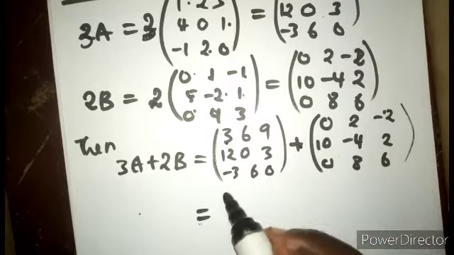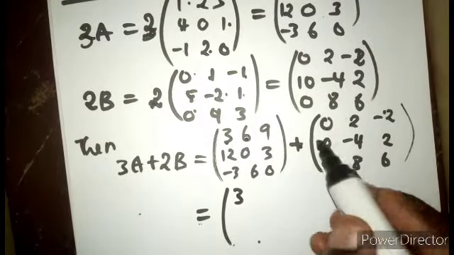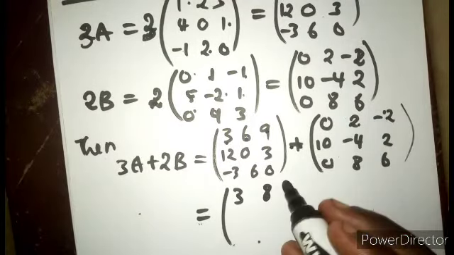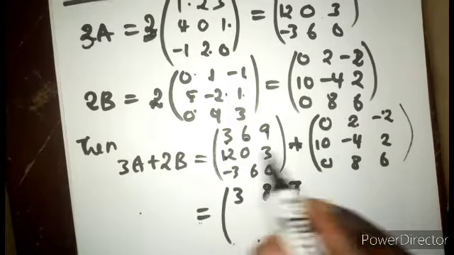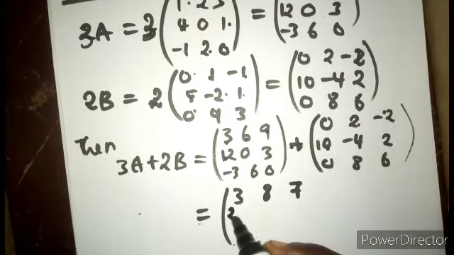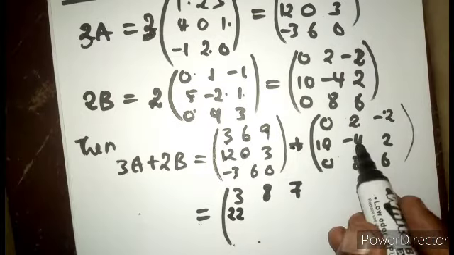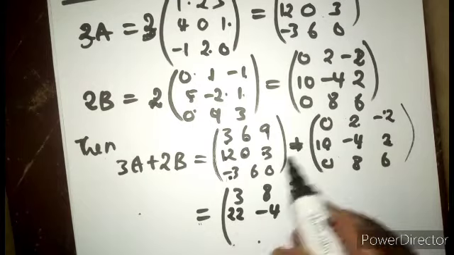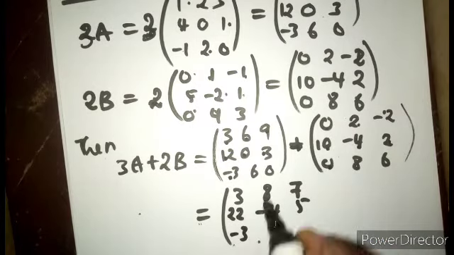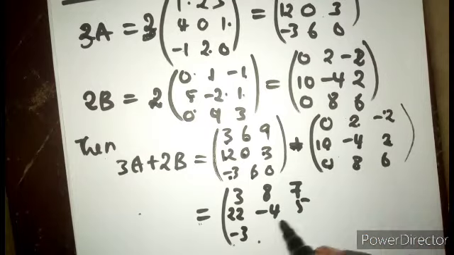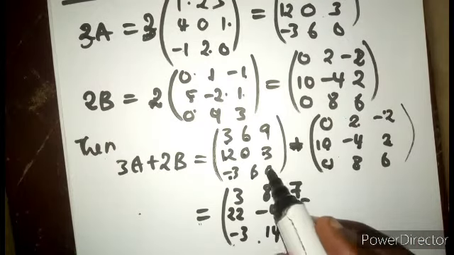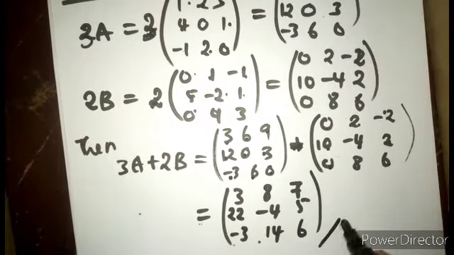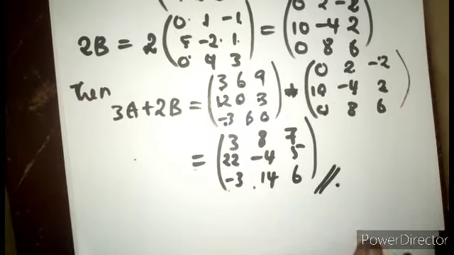So 3 plus 0, we have 3. 6 plus 2, that's 8. 9 plus minus 2, that's 7. 12 plus 10, that's 22. 0 plus minus 4, that's minus 4. 3 plus 2, that's a 5. Minus 3 plus 0, minus 3. 6 plus 8, and that's a 14. 0 plus 6, that's a 6. Good. So this is the answer for that first one.